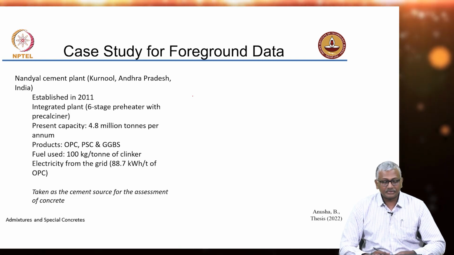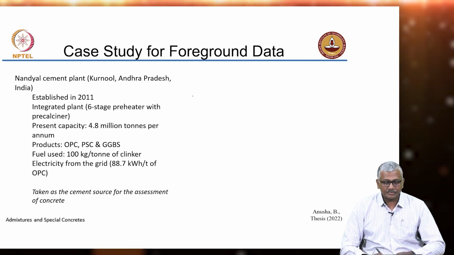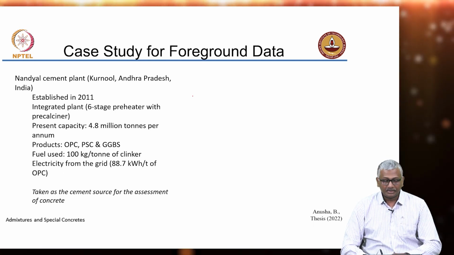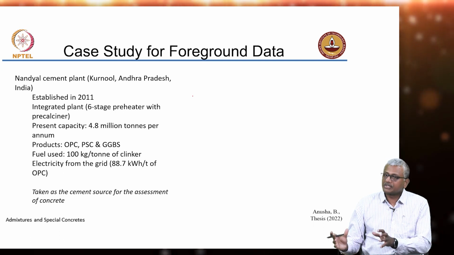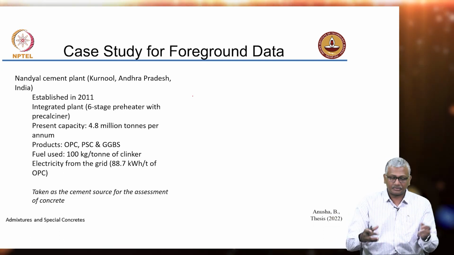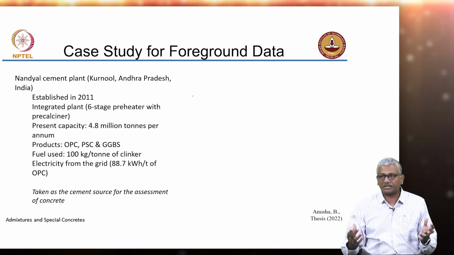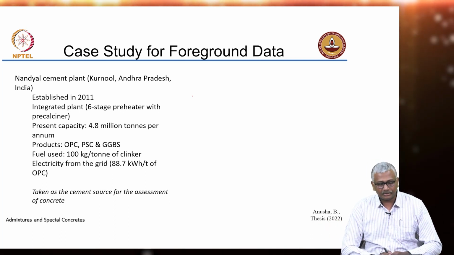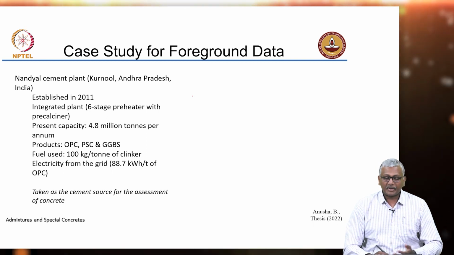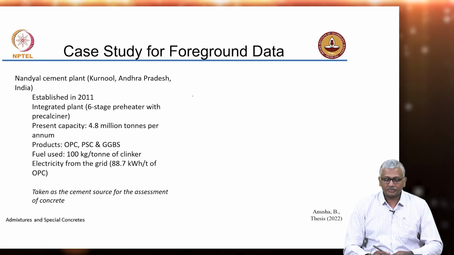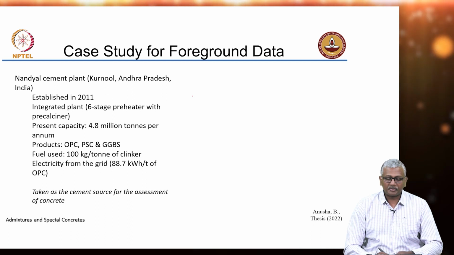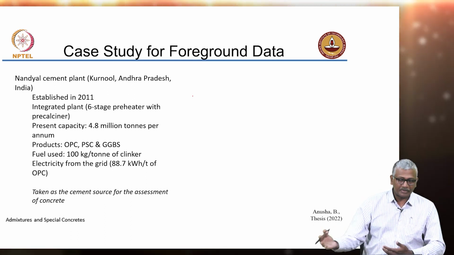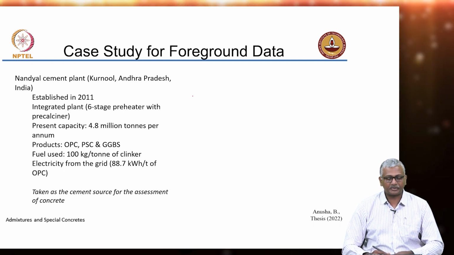So, again this Nandyal cement plant, just some data is provided here. It is an integrated plant which has a 6-stage preheater with precalciner. This part comes before the rotary kiln, okay, just to ensure that there is sufficient heat energy given even before the material comes to the kiln, so that you can actually shorten the length of the kiln. Right. Present capacity of this is about 4.8 million tons per annum, and it produces OPC, PSC, and of course, because it also has a slag source coming, they also manufacture slag for mineral additive purposes.